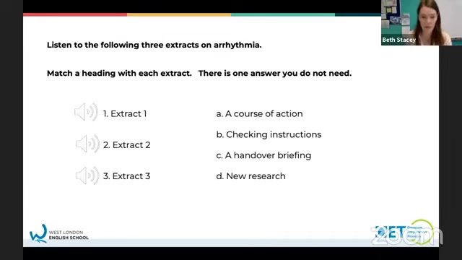Okay, hopefully you've got the right one for that. Again, you can just put it in the comments on Facebook. Let's check number 2.